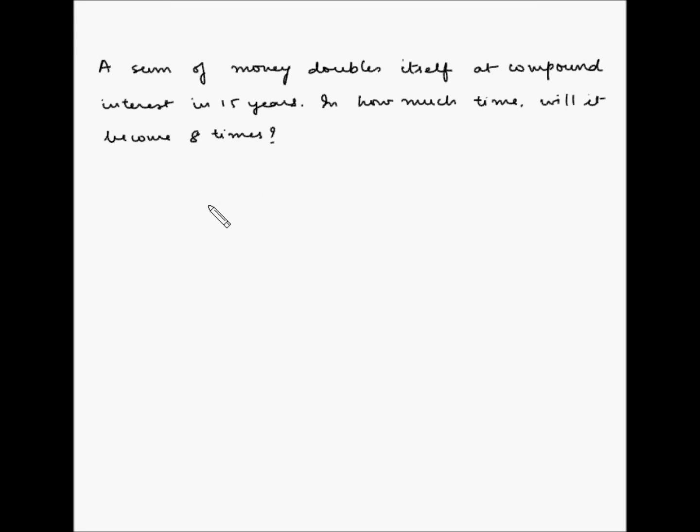A sum of money doubles itself at compound interest in 15 years. In how much time will it become 8 times? So there is a sum of money, let's say it is P, which has been put at compound interest for a period of 15 years, and at the end of 15 years the total amount that you get back is double the original amount. So the original amount was P, now it becomes 2P.